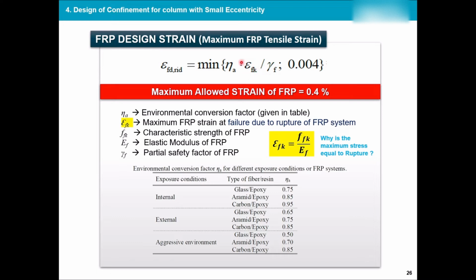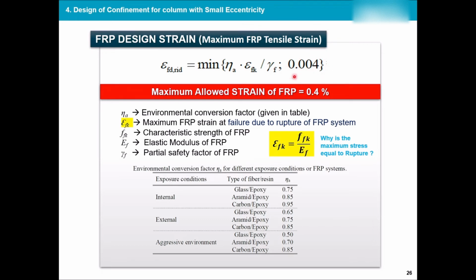Now, what is important here is the strain Fk, which is the maximum FRP strain at failure due to rupture of the FRP system. So this is the ultimate strain that you have, and it is simply calculated by this formulation. If you remember, the elastic modulus was stress over strain. Now we have it the other way around. The strain is the characteristic strength of FRP over its elastic modulus. Both of these come from the catalog of your FRP, so you can simply calculate them.